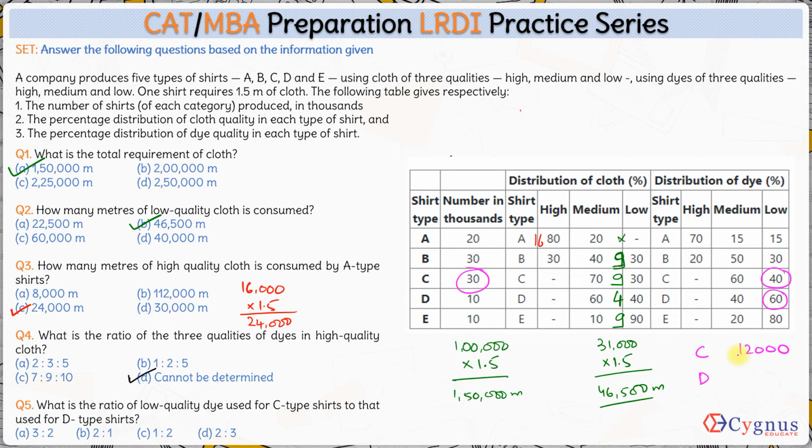For D type shirts, the total number of shirts is 10,000, out of which 60%, that means 6,000 shirts are manufactured using the low quality dye. Hence the ratio comes out to be for C and D type 12,000 upon 6,000, which is 2:1. Hence the answer to this question is option D over here.